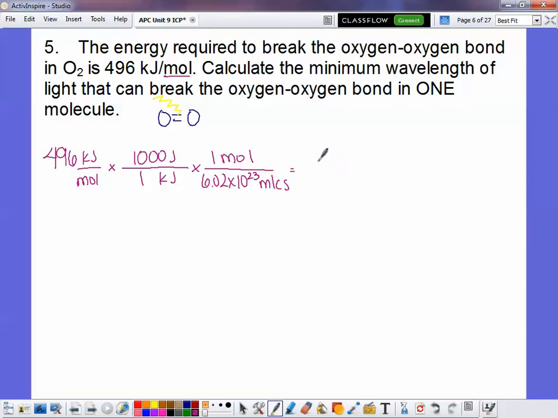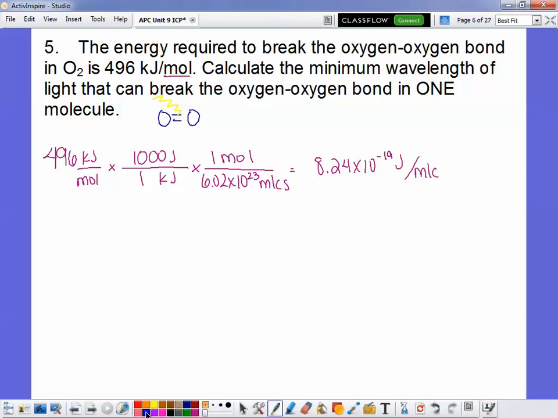And what do you get? 8.24 times 10 to the negative 19 joules, and that's per molecule, right? So that is the minimum energy for the photon that needs to come in, like needs to at least meet it, and ideally it'll exceed that to actually break the bond. Now let's figure out what the wavelength of that energy is.